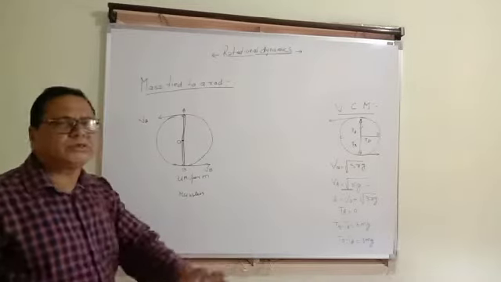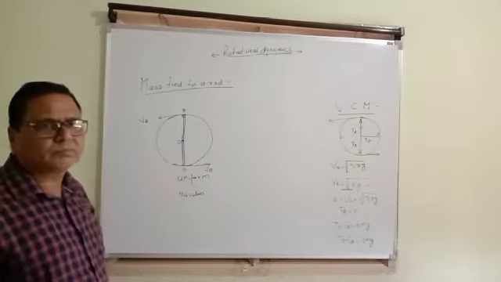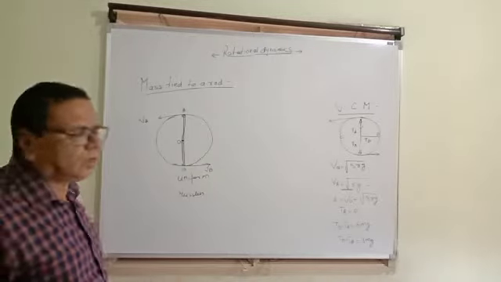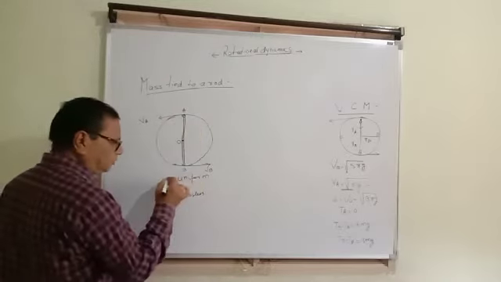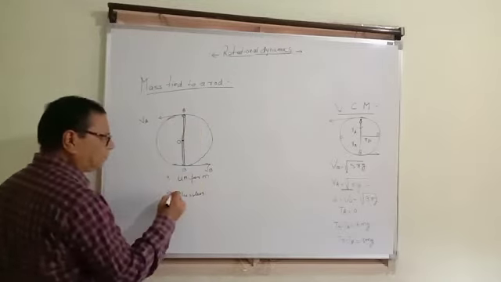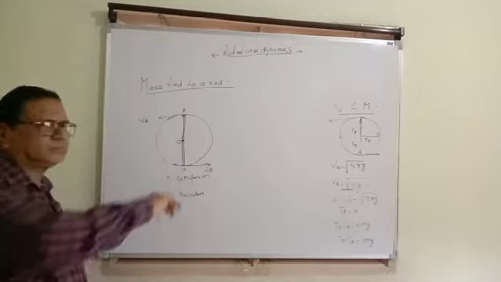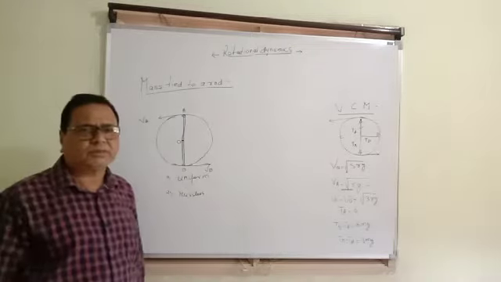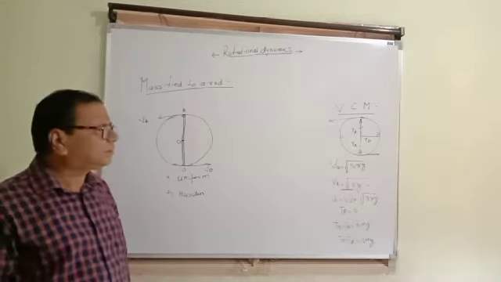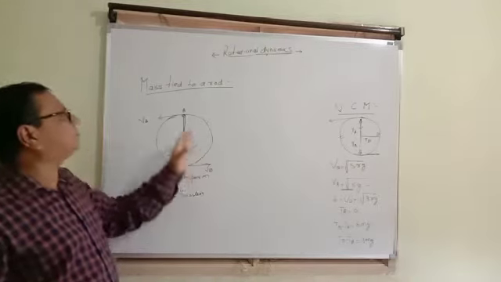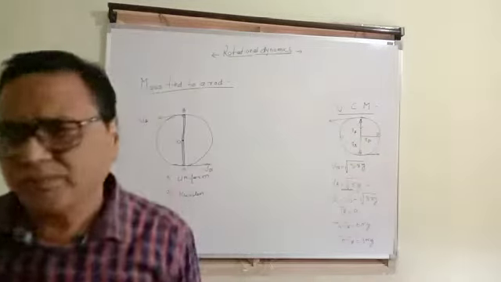Now let us today discuss mass tied to a rod, a uniform rod. Let us suppose a pendulum is tied to a uniform massless rod and whirled in a vertical circle. What is the basic difference between mass tied to a rod and vertical circular motion?